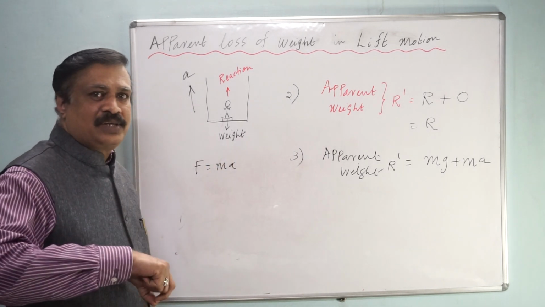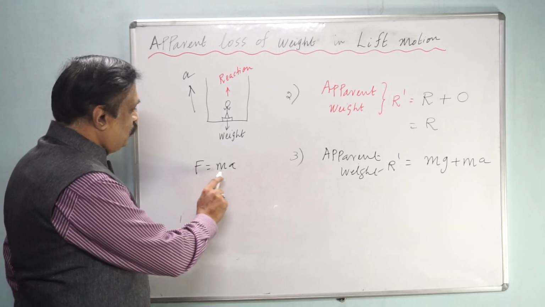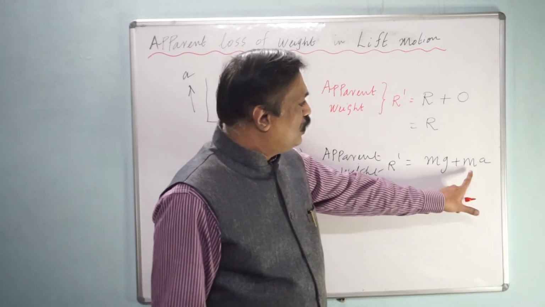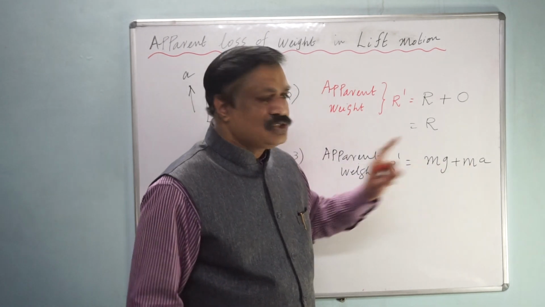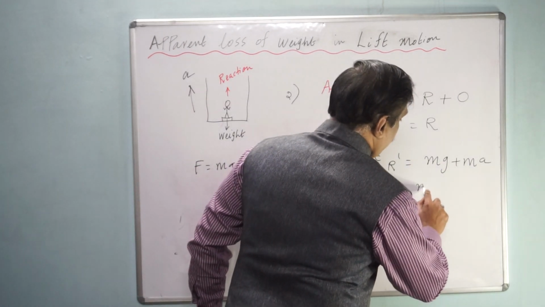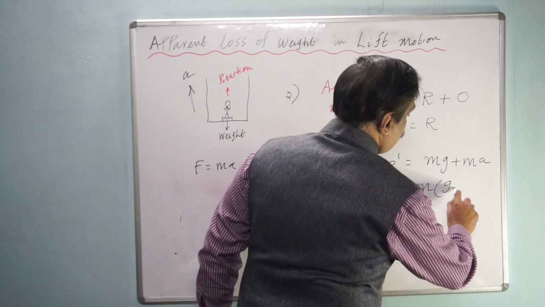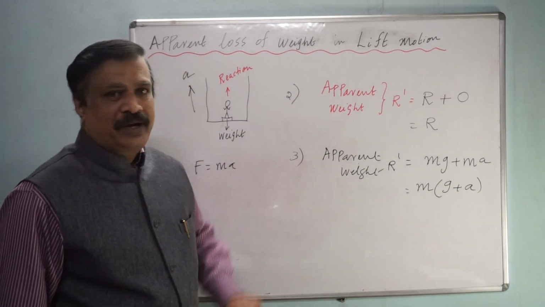When there is acceleration, then there will be a force. Therefore, you can write force equal to mass into acceleration. Additional force is there, therefore you are writing this additional force. Now, in this case, the mass is constant. Therefore, now you can take mass common, and here you can take g plus a. Now, this is the apparent weight.